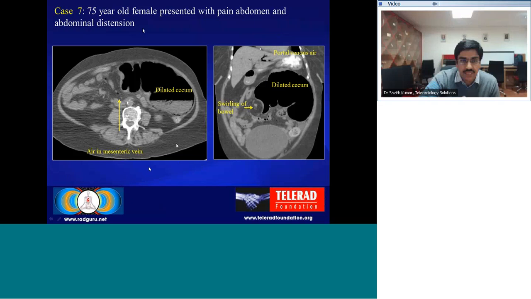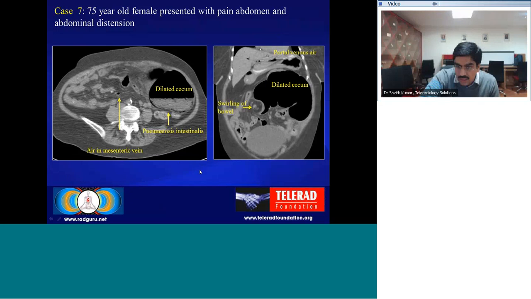So going to the next illustration, this is a 75-year-old female who presented with pain abdomen and abdominal distension. We see a dilated cecum, which is reaching up to the left upper quadrant. In addition, what we see is intramural air. A tiny amount of air is also seen within the mesenteric veins. The coronal image is demonstrating the typical appearance of cecal volvulus with the dilated cecum occupying the left upper quadrant. This is a mesenteric swirl.